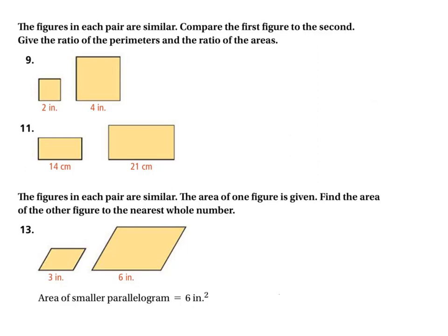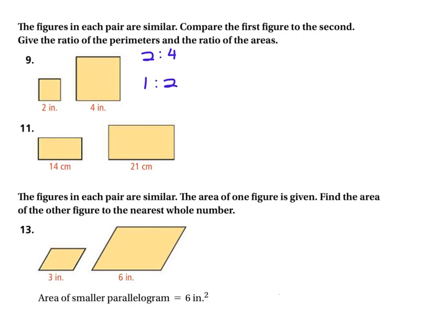Okay, these should go pretty fast. Compare the first figure to the second. So we're going to write it as, like, you could do it as 2 to 4, right? Like a 2 to 4 ratio. But we really don't want to write it as that. We want to simplify it. So they really have a 1 to 2 ratio.